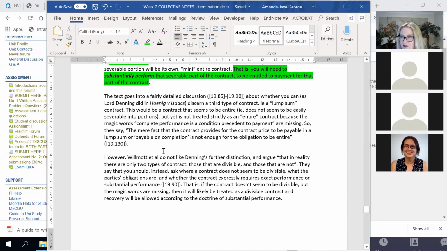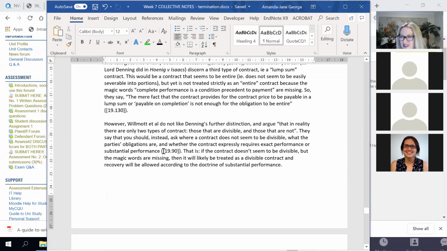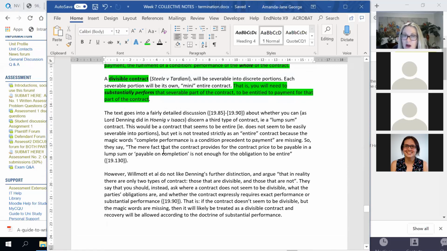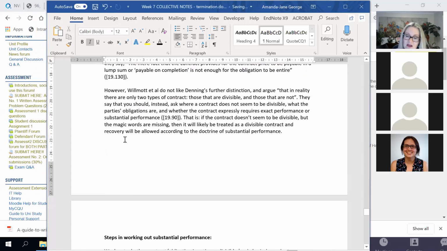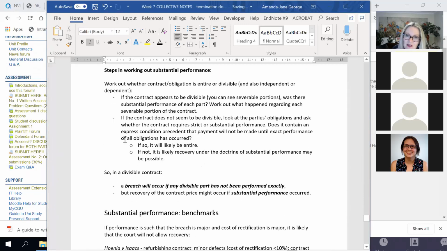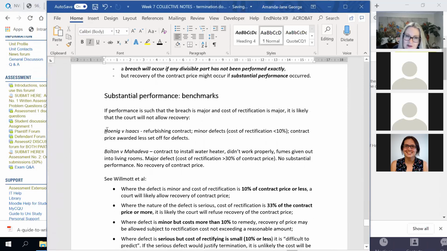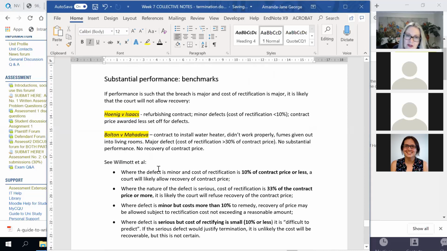Who's read Hennig and Isaacs? Anyone? I guess you said you didn't really have a chance to go and read. I would recommend that you will need to know about that case at some point after week 12. It comes with a bookend brethren of a case. Here we are. Bolton v Mahadeva. You must know these cases. I call them bookend cases. They show you very clearly what substantial performance is all about.